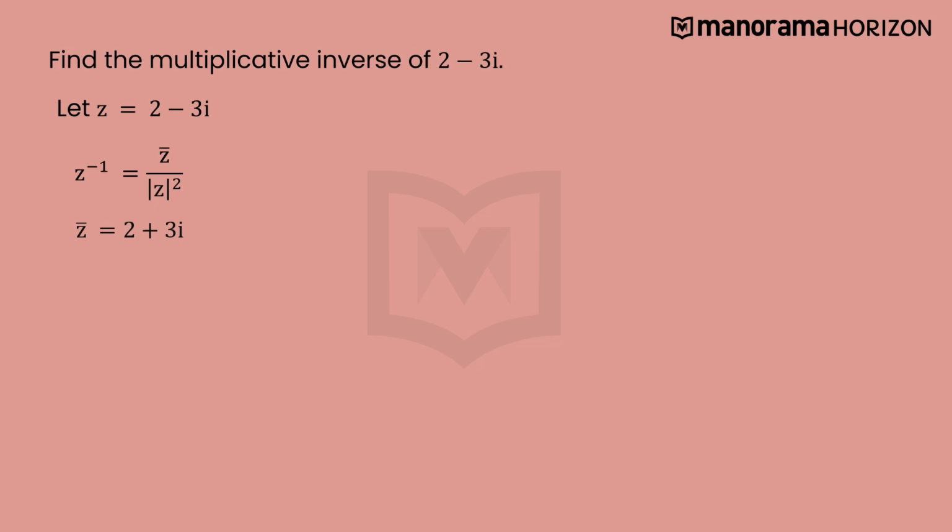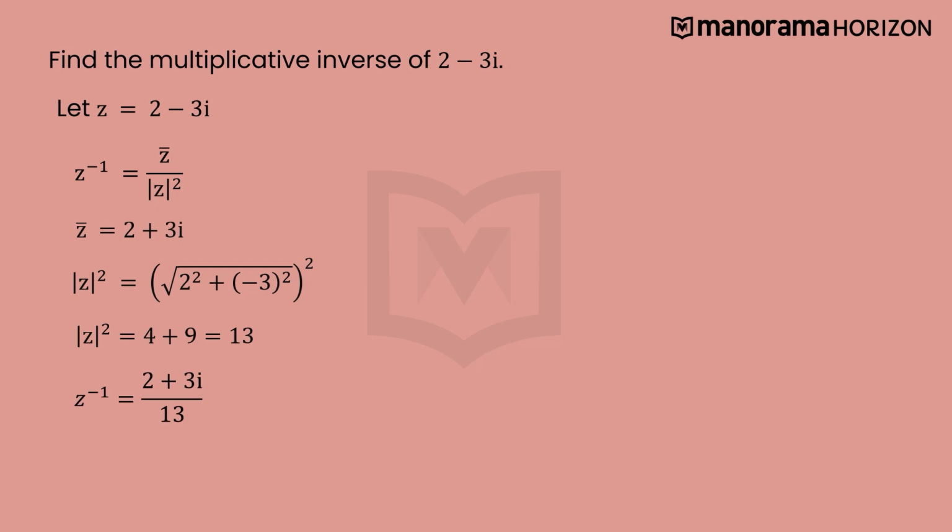Now we need to find the denominator, that is modulus of z square. The modulus of z square is equal to square root of 2 square plus minus 3 the whole square. And on solving, we get modulus of z square is equal to 4 plus 9, which is equal to 13. Alright. So z inverse, substituting the value, we get it as 2 plus 3i the whole divided by 13, which is equal to, separating the terms, 2 by 13 plus 3 by 13i.